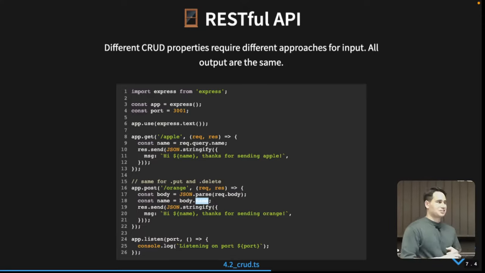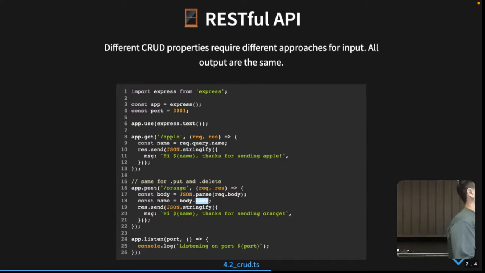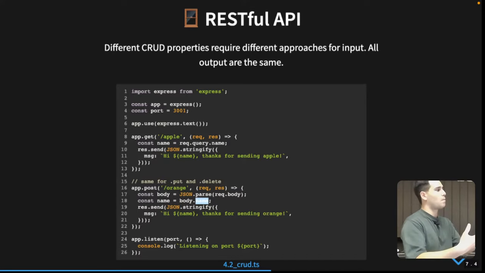Okay, I haven't mentioned REST. REST is the trickiest thing to define with all of this. You could have endpoints that are called add orange, get apple, right? And everything's a get request, let's just say. But that is not what we would call RESTful. All RESTful is, is a set of practices on how to form APIs.